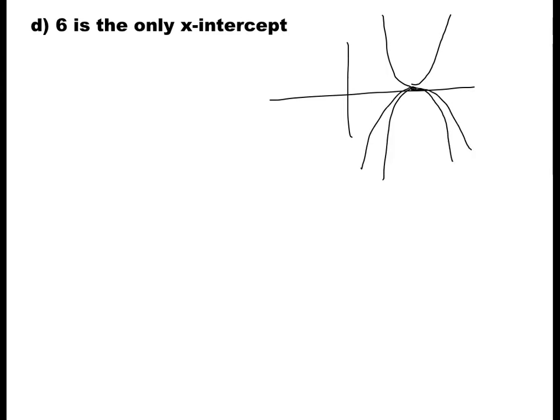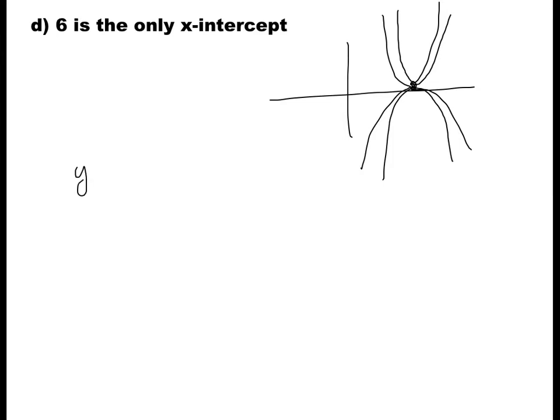The next example is a family of parabolas that have only one x-intercept, which is equal to 6. This means a case like this one. If this is 6 here, then you will have a parabola like this one, or a parabola like this one, or a parabola like this one, or like this one, as long as there is only one x-intercept.